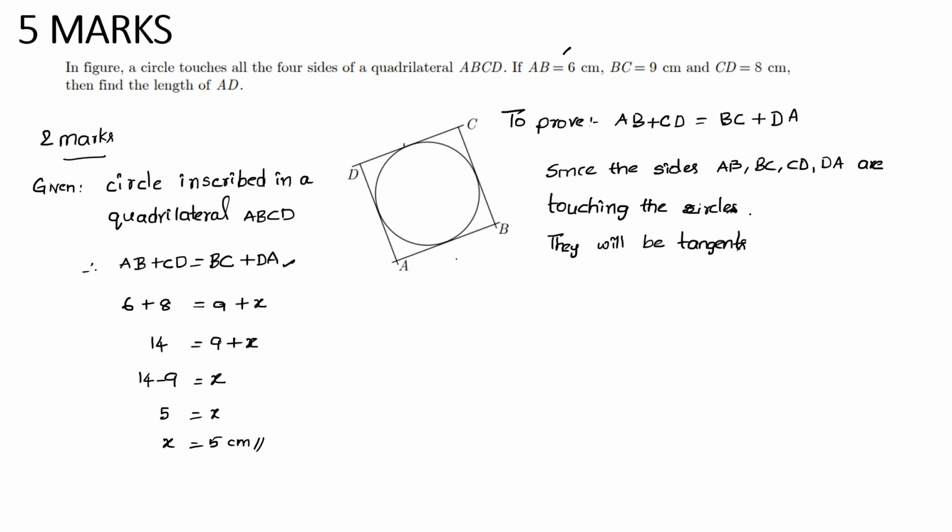So touching the circle at, we can write, AB let's take a point P, point of contact. BC, Q. CD, R. And DA, S. So at P, Q, R, S. So since the sides AB, BC, CD and DA are touching the circle at P, Q, R, S, they will be tangents.